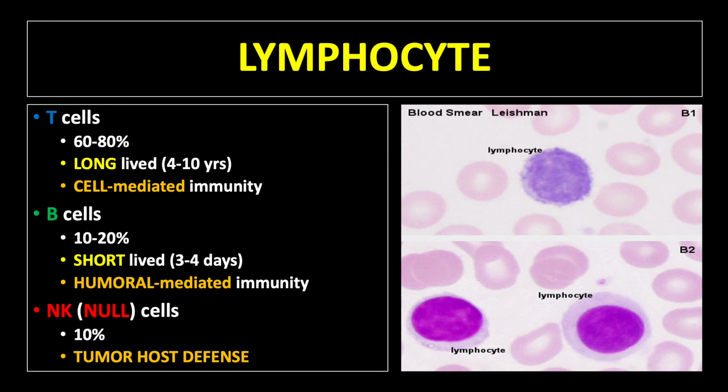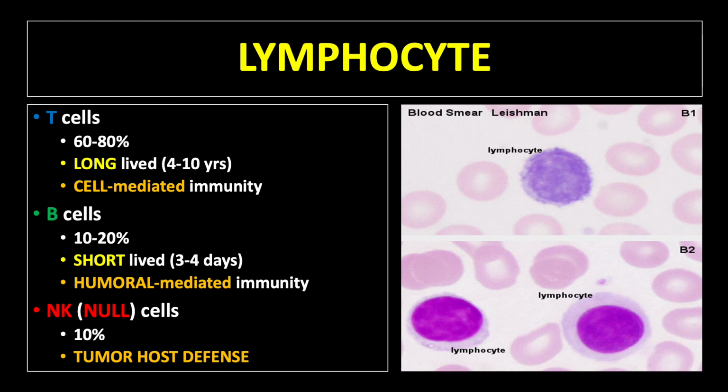So we know that we have several types of lymphocyte. We have T cells or T lymphocyte, we have B lymphocyte, and then we have the NK or null cells. So this slide is very familiar to you since I discussed it already. The T cells are the most abundant, comprising 60 to 80% of the population of the lymphocyte. They are long-lived, for 10 years. And then they are responsible for the cell-mediated immunity as discussed in serology and immunology.